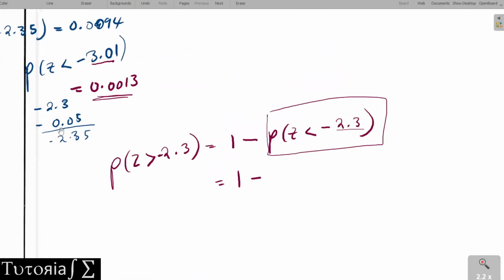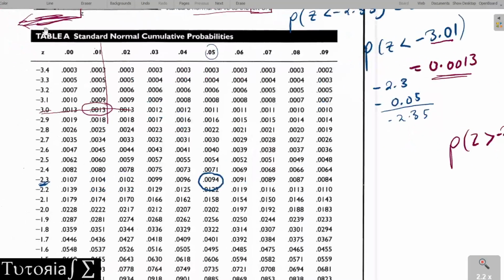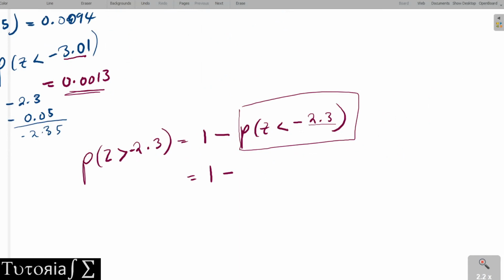That is 0.0107. Let me just highlight it for you. So that is 2.3 under 0, here, that is the number there, 0.0107. So this is what you put here. You say minus 0.0107, and you subtract from 1, so that will give you 0.9893. So that is how you find the probability of z greater than.